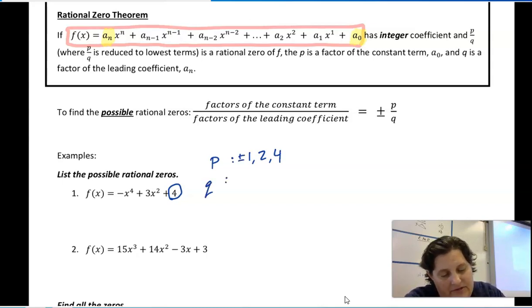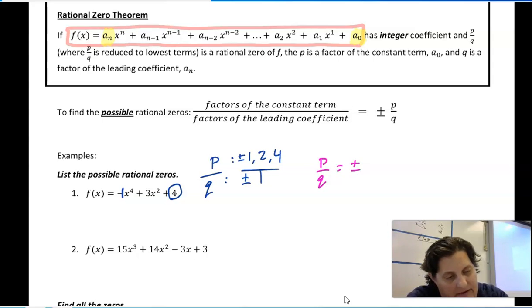My q values are this number right here. Now, if there's a negative, go ahead and ignore it because it's plus minus anyway. So it's just 1. The only factor of 1 is 1. That's it. So when I do p over q, here's what I get.